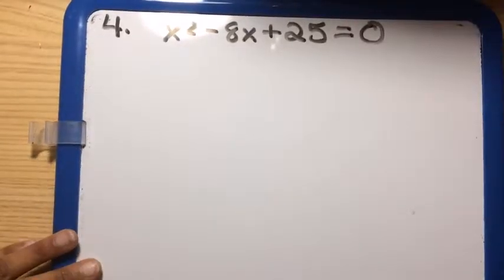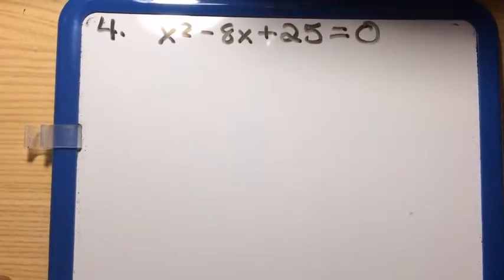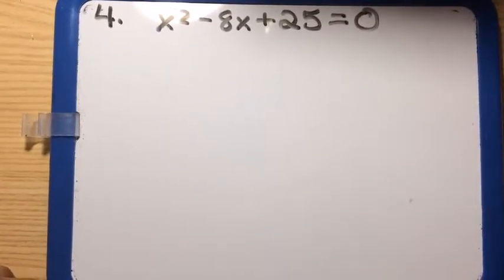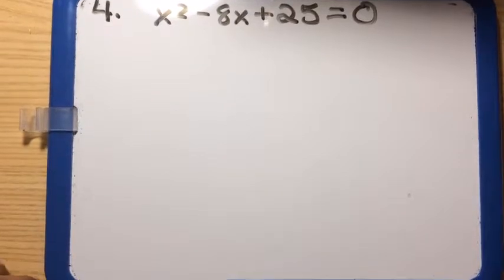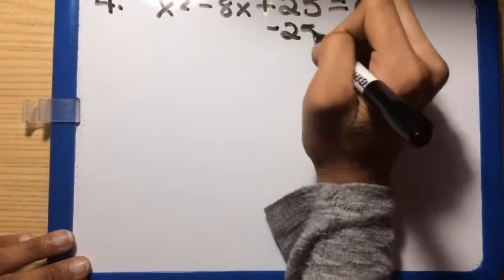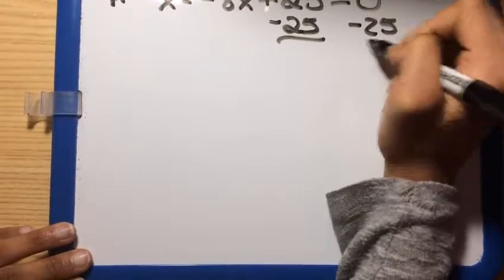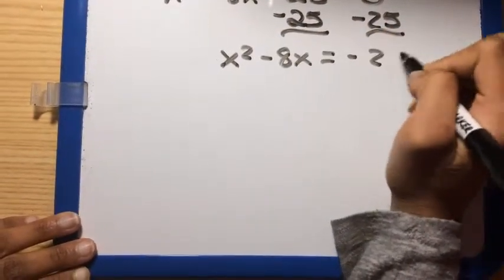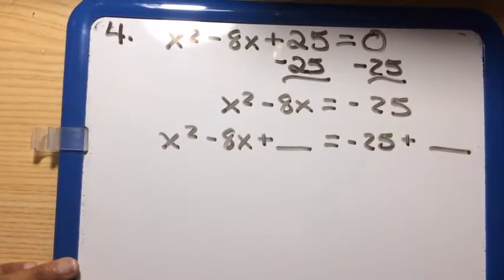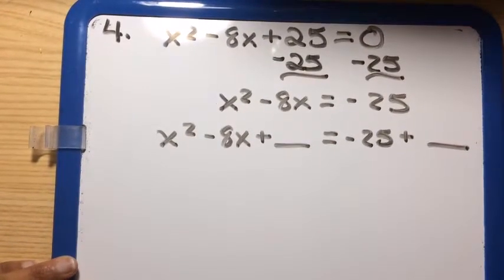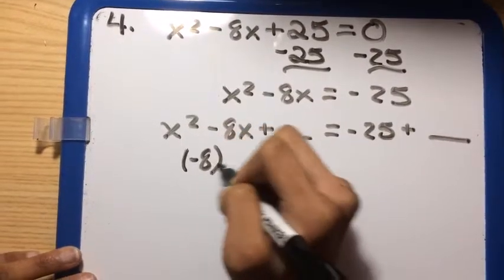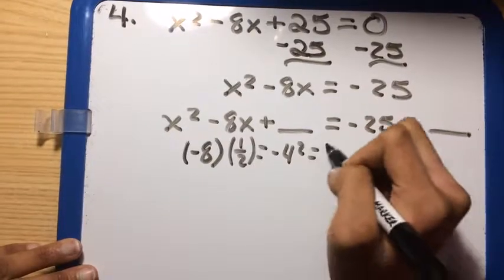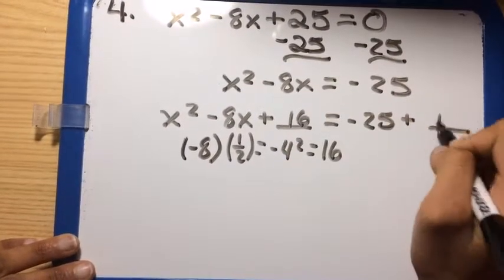In our last example, I'm going to introduce you to imaginary numbers. We're also going to apply the skills from the third example by using the completing the square technique to solve this equation. So first we're going to subtract 25 on both sides. We get x squared minus 8x is equal to negative 25. Now we're going to add negative 8 divided by 2, squared, on both sides. So we're going to multiply negative 8 by half and square that to get 16. So now we're going to add 16 on both sides.